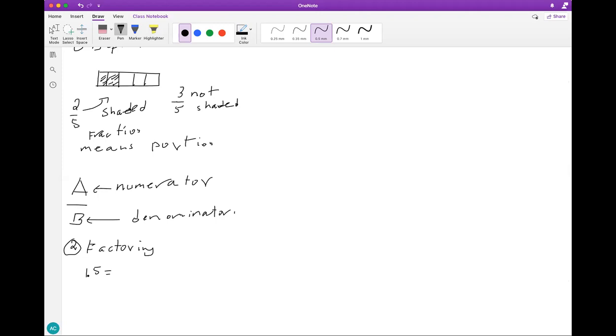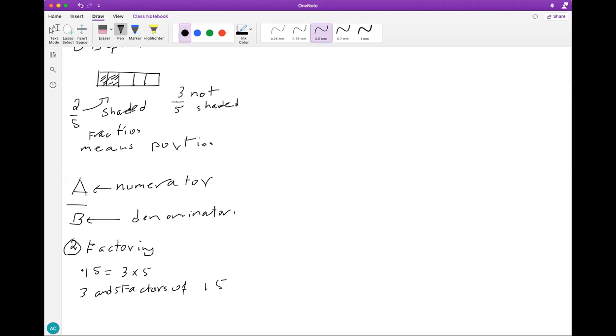What numbers multiply to 15? 3 and 5. Yeah, 5, sorry. Okay, so 15 is 3 times 5. We call these factors. 3 and 5 are factors of 15.